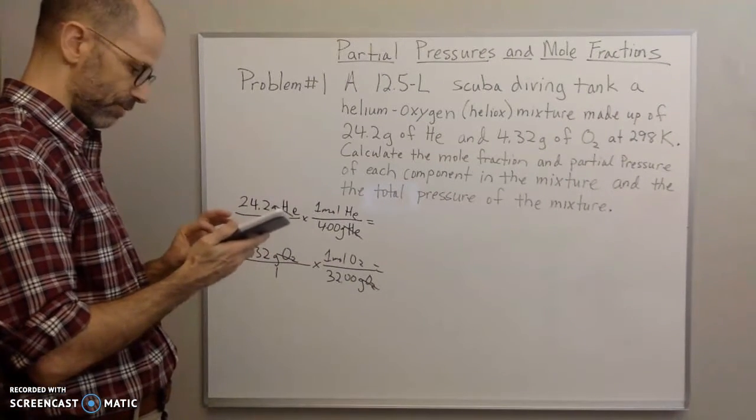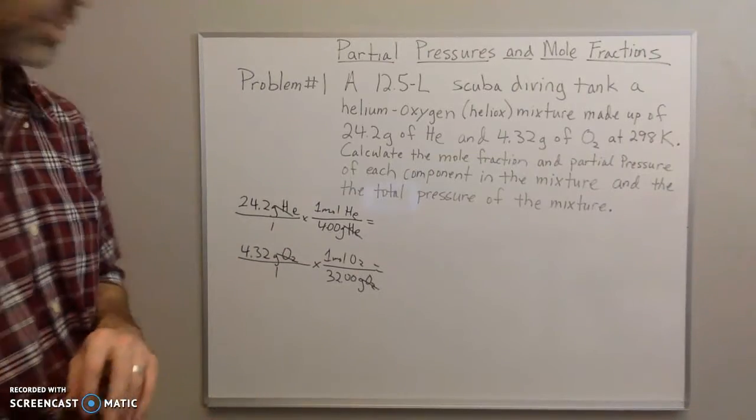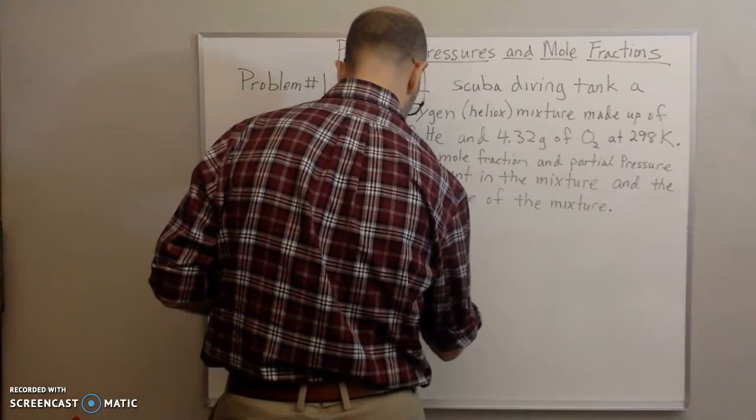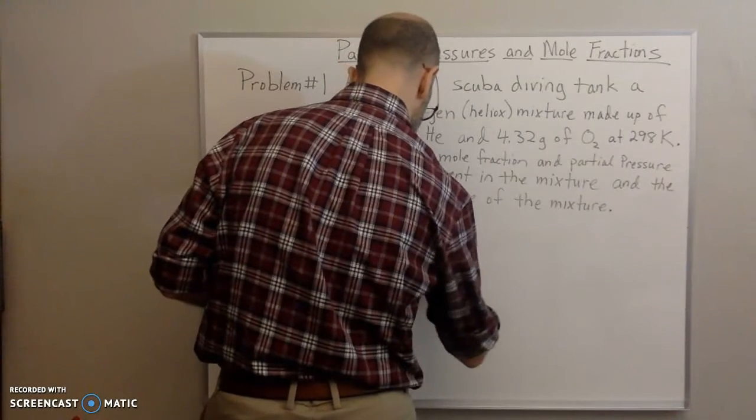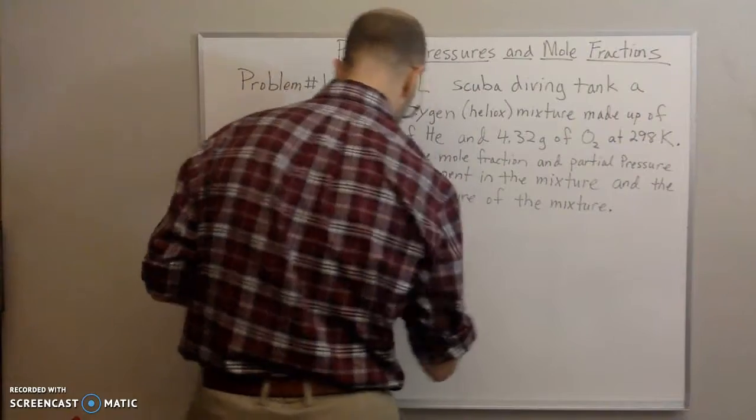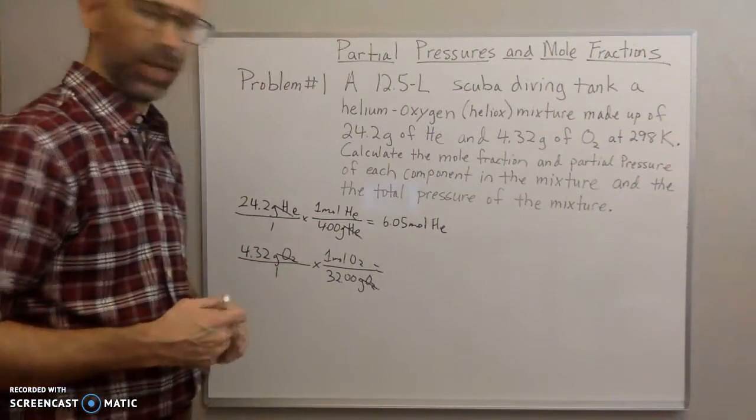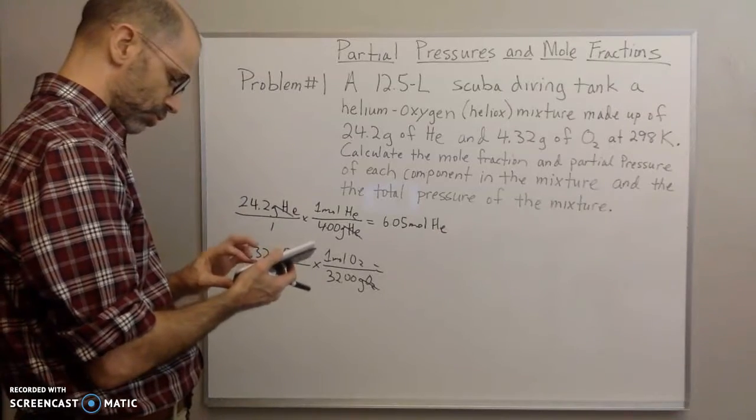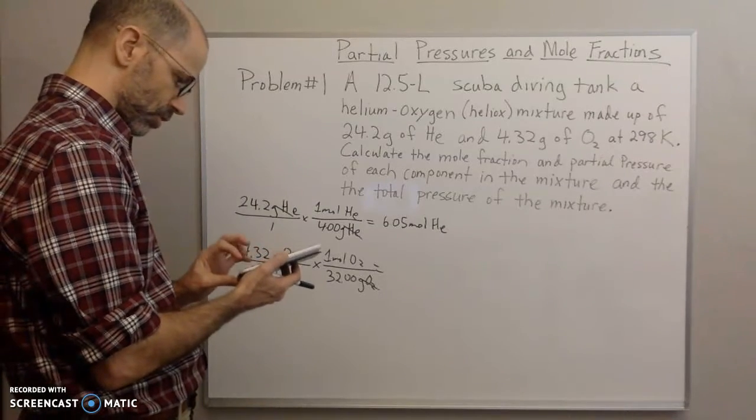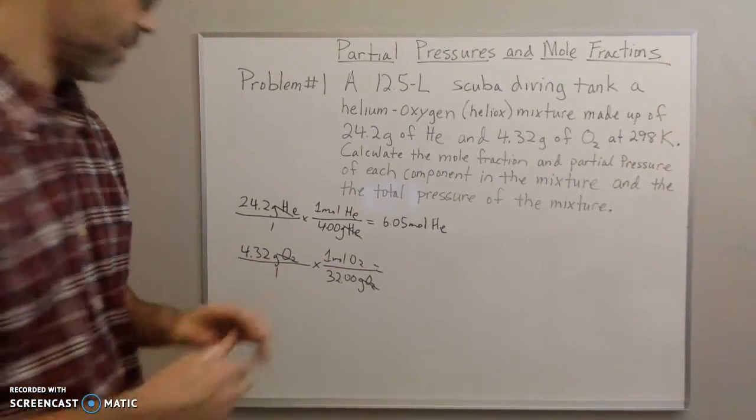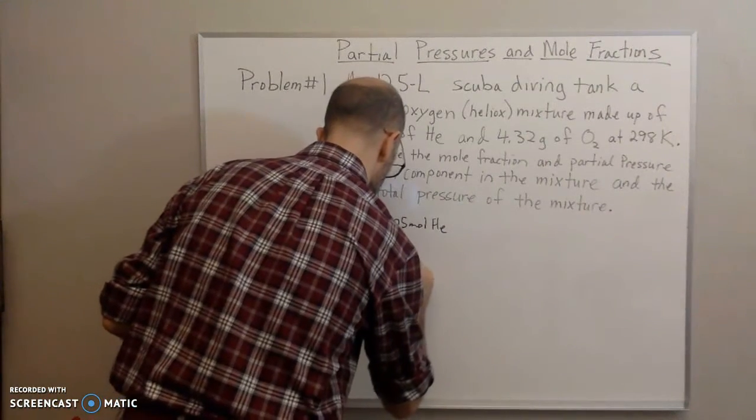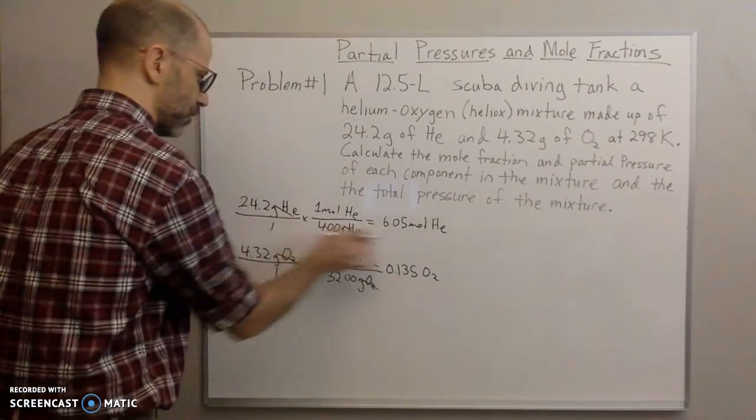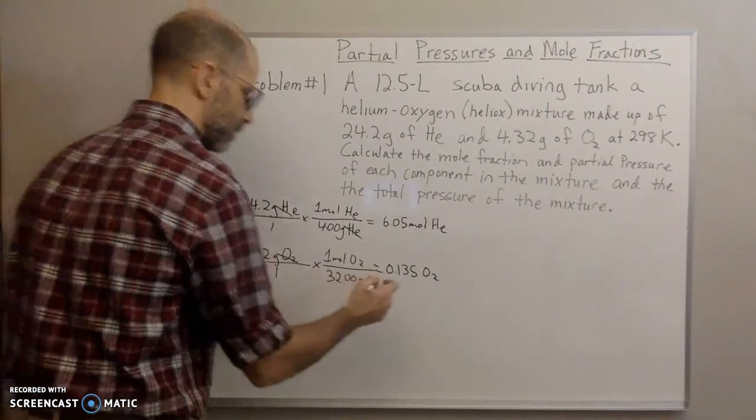24.2 divided by 4 equals 6.05. So I have 6.05 moles of helium, and then I do the same thing here. I think it was 0.135, but let me double check. 4.32 divided by 32.00 equals 0.135. So here I get 0.135, and that's O2. And again, 3 sig figs, so the sig figs are good.